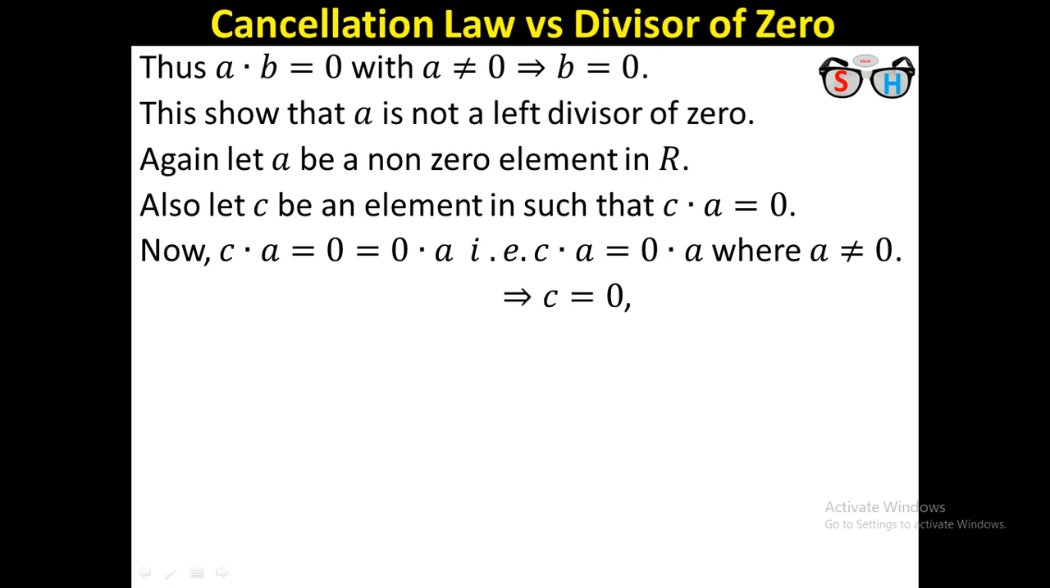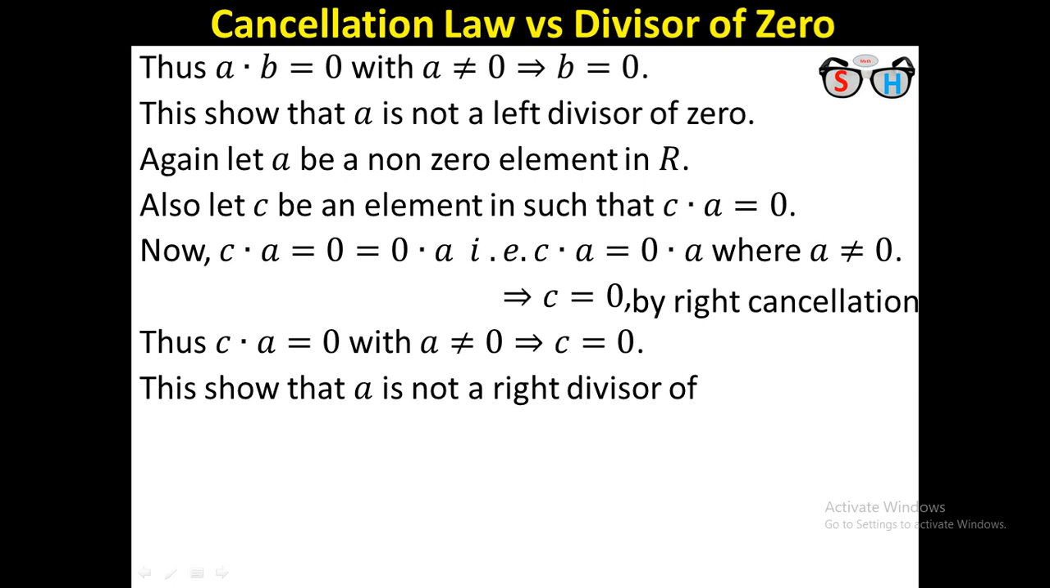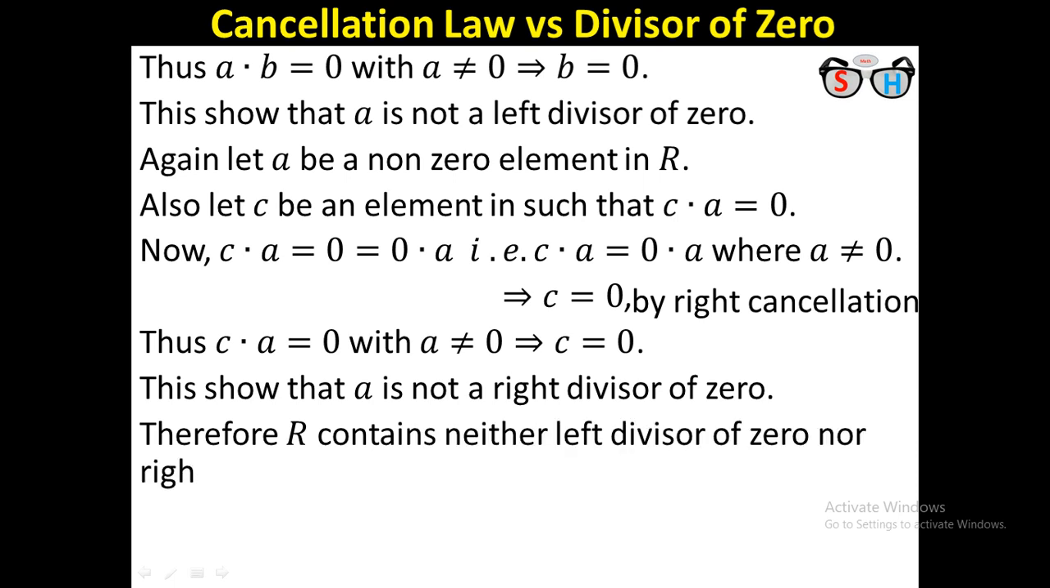So C equal to 0 by right cancellation law. You see that here we consider C dot A equal to 0 where A is a non-zero element, and the result is C is 0. The C dot A equal to 0 with A not equal to 0 implies that C equal to 0. Therefore A is not a right divisor of 0. Since A is arbitrary, the ring contains neither left divisor of 0 nor right divisor of 0. That is, it contains no divisor of 0.